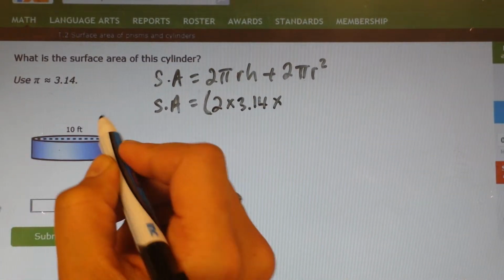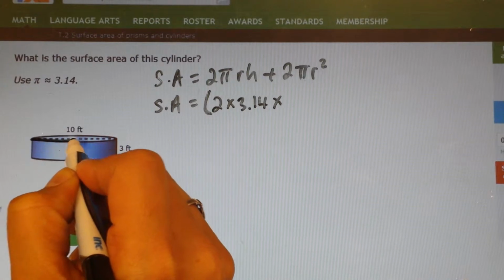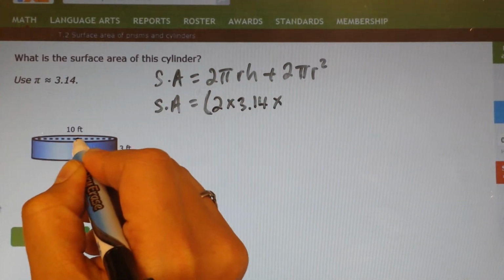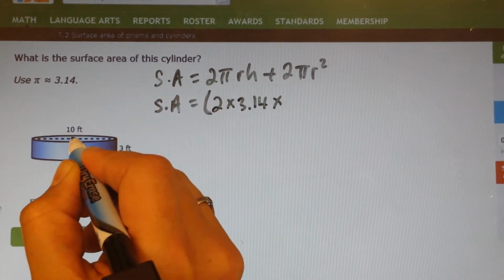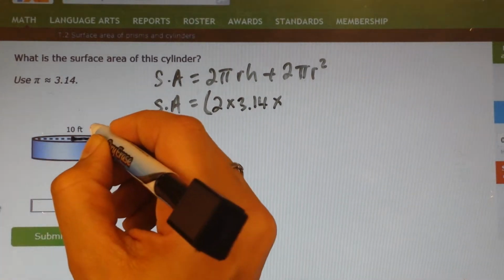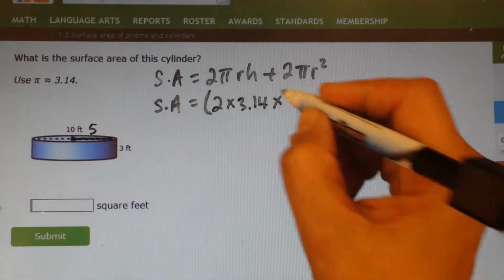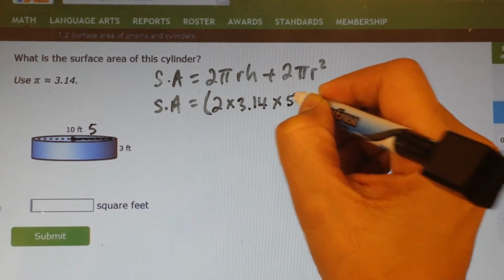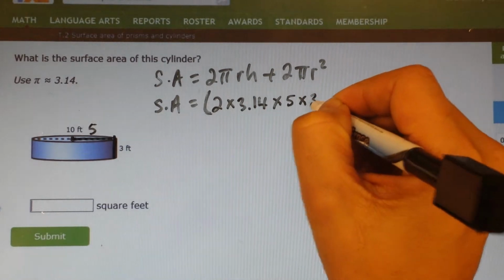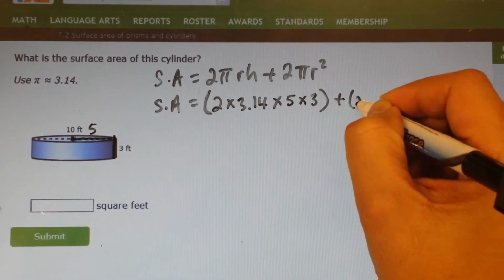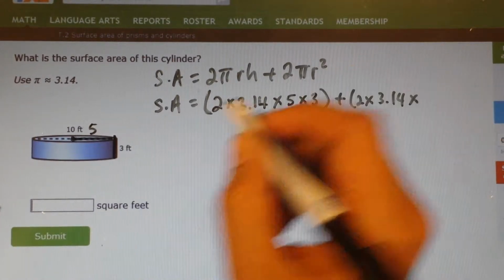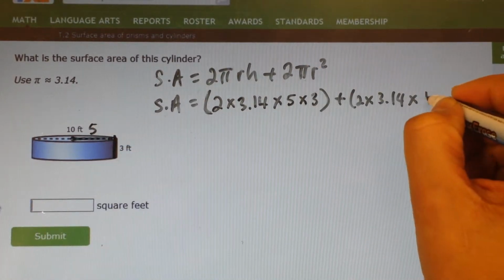If you look at the question right here, you see a circle, and they labeled that this whole thing all the way across is 10. That's the diameter, and we all know that half the diameter is the radius, because the radius is from the center to one side. So if the whole thing is 10, then the radius is really 5. So 3.14 times 5 times the height. The height of the cylinder is 3. So times 3, plus 2 times 3.14 times the radius squared. Again, this is the radius, 5 squared.